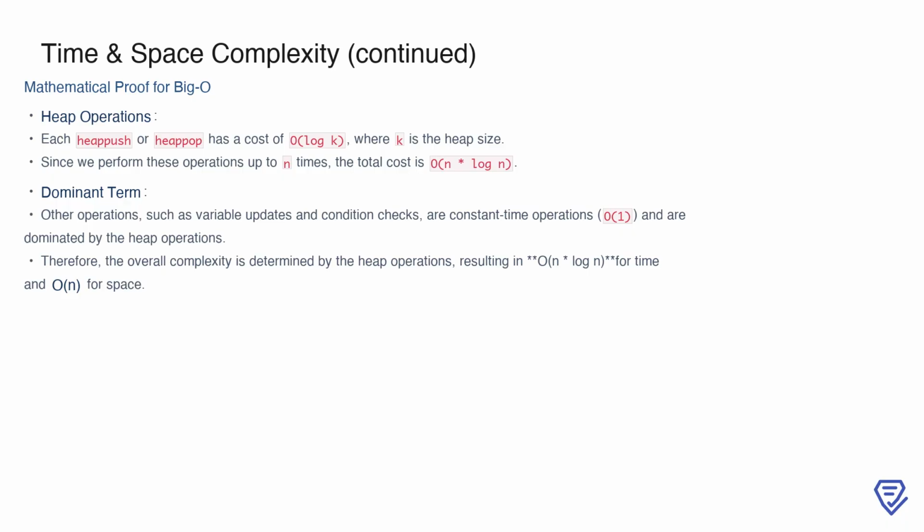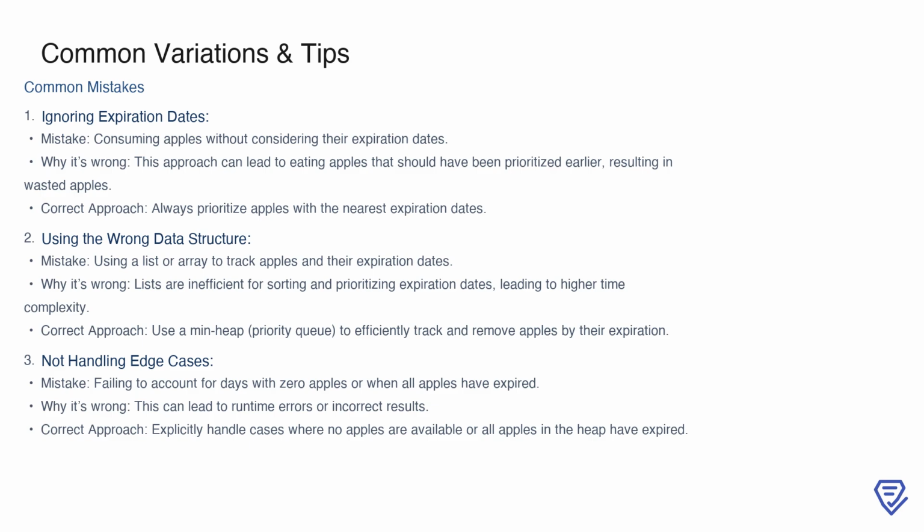As for space, the heap size grows at most to n, leading to a space complexity of O(n). This efficient use of time and space makes the heap-based solution significantly better than a brute force approach for solving the problem. Let's start by discussing some common mistakes people make when solving this problem. First, ignoring expiration dates is a frequent issue.